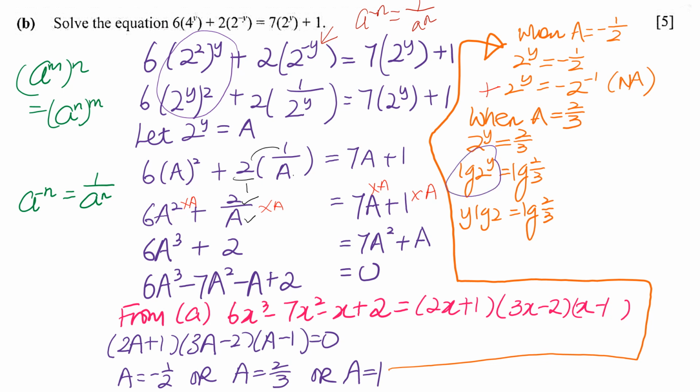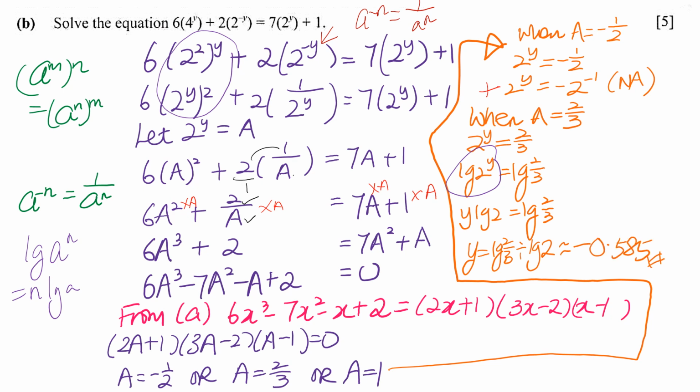So y log 2 equals log 2/3, the power law, if you were to recall. And so therefore y is just log 2/3 divided by log 2, and that gives you negative 0.585. We're not done yet, because when a is equal to 1, we still have one more value for that. So 2 to the power y equals 1, and of course you can write 1 as 2 to the power of 0. So therefore y is equal to 0.